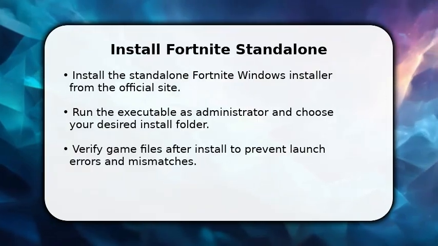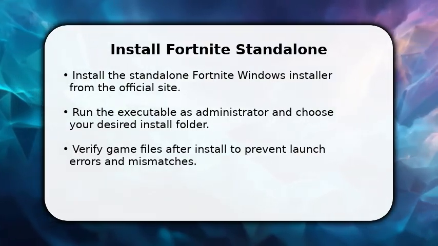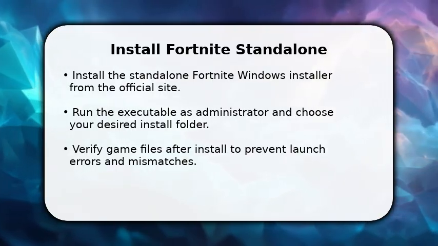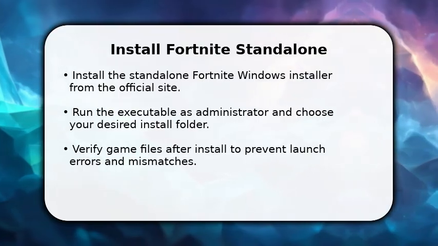In this video, I will show how to play Fortnite on PC without Epic Games Launcher. First, download the Fortnite installer from the official website and choose the Windows standalone option. Run the installer, accept permissions, and pick your install folder.